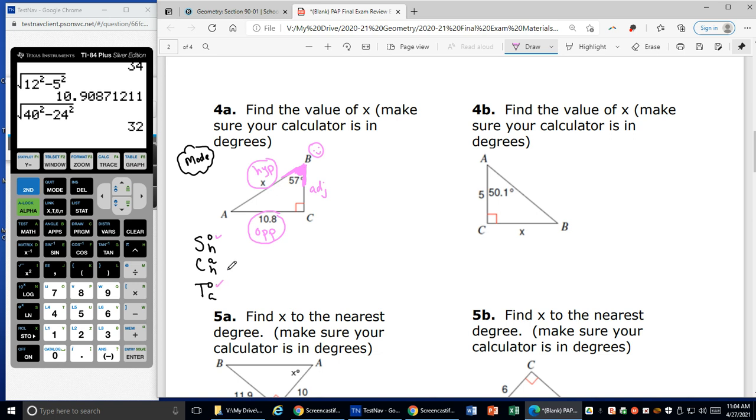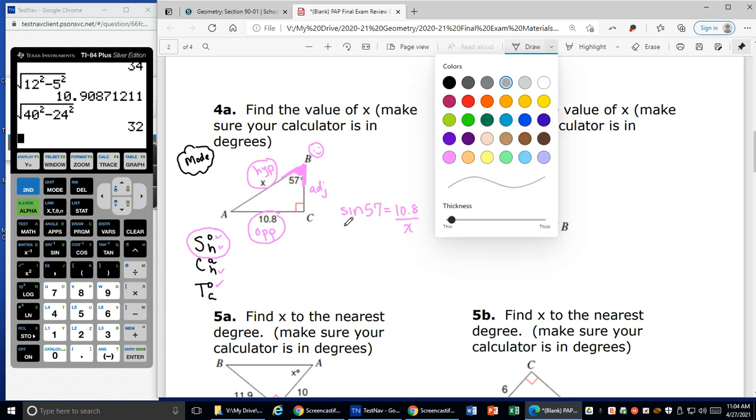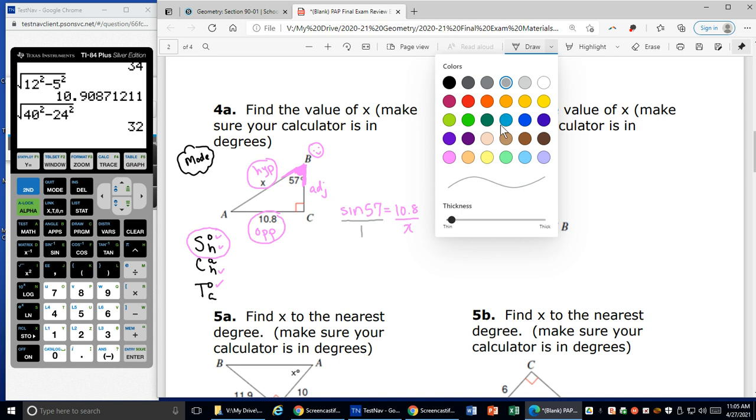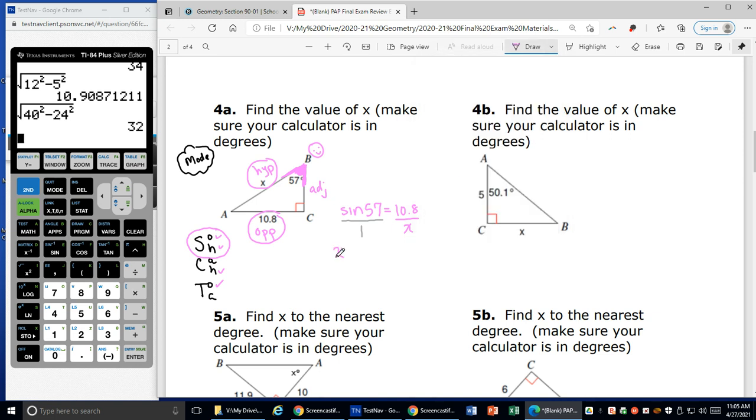So opposite and hypotenuse, the trig function that I want to use here is sine. The sine of the angle is equal to the ratio of the opposite over the hypotenuse. My opposite is 10.8. My hypotenuse is x. To solve this, anytime you're trying to find a side, you cross multiply. If you're trying to find an angle, we inverse. I'm trying to find a side. So I'm going to cross multiply, and I'm going to get x times the sine of 57 equals 10.8 times 1.